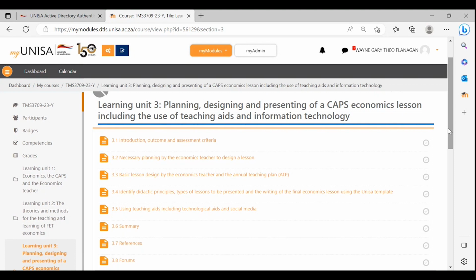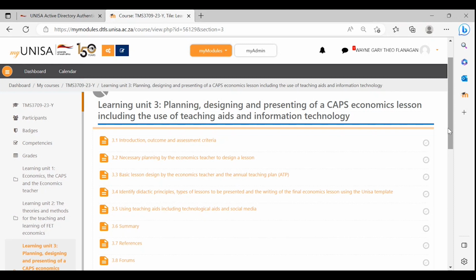Today I want to speak about Learning Unit 3, which is about the planning, the designing and presenting of a CAPS economics lesson, including the use of teaching aids and information technology. But before I go into the lesson, I first want to talk to you about assessment 1. The marks weren't that good in assessment 1 because I think, students, you do not go through the learning material.